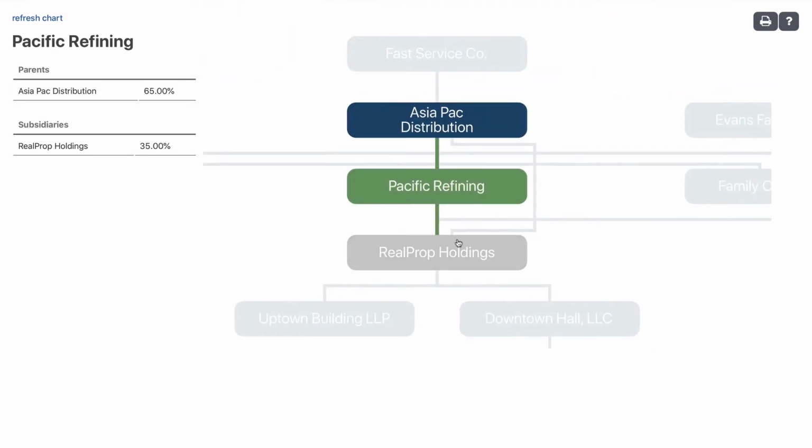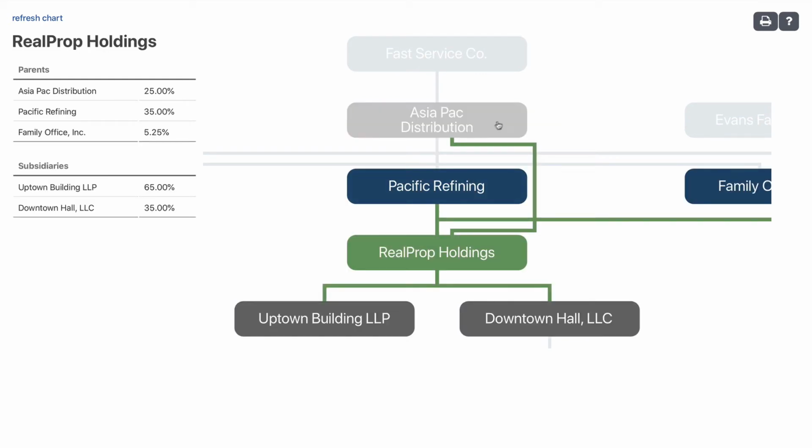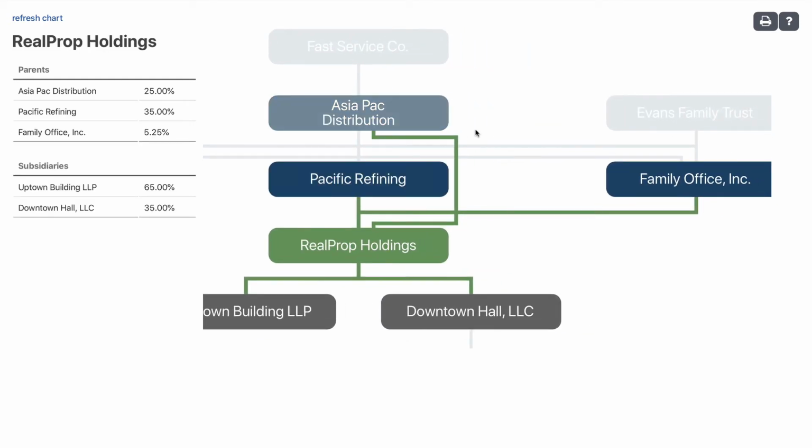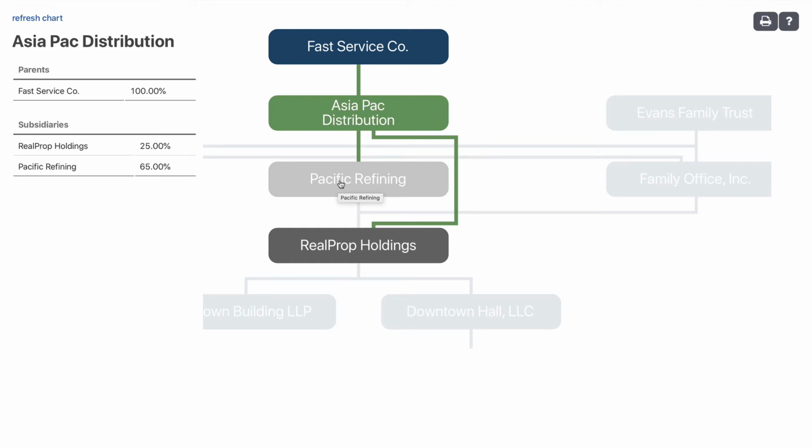So what Lextree has done is it has figured out that Asia Pac Distribution is both a direct owner through this line and an indirect owner through Pacific Refining. And because of that, it has placed it higher in the organizational chart so that we can see that all the generations are preserved. So this is an example of generation skipping where Asia Pac skips the generation below it to own directly. But it also, Lextree knows that it's higher up in the organizational chart because of its direct ownership relationship to Pacific Refining.